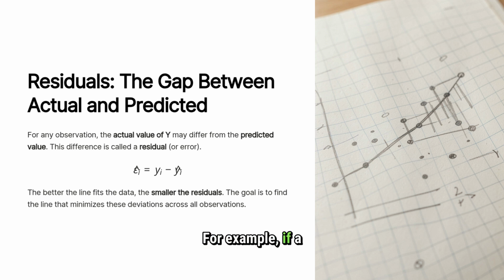For example, if a regression model predicts a cycle time of 20 seconds, but the actual cycle time is 22 seconds, the residual is plus 2 seconds. If the actual cycle time is 18 seconds, the residual is minus 2 seconds. Residuals are important because they help evaluate how well the regression model represents the data.